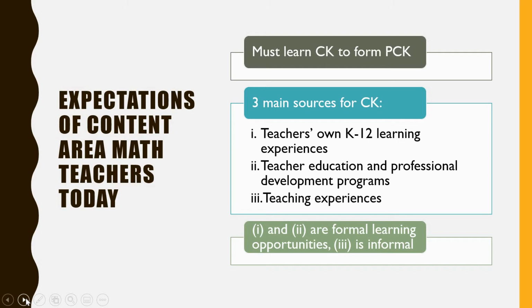There are three main sources for CK: teachers' own K-12 learning experiences, teacher education and professional development programs, and teaching experiences. Teachers' own learning experiences and their education and professional development programs are examples of formal learning opportunities, where learning is intentional and organized and structured by institutions on the basis of learning objectives. Teachers also gain informal learning experiences when they learn by professional encounters in order to build their career knowledge through things such as student teaching.